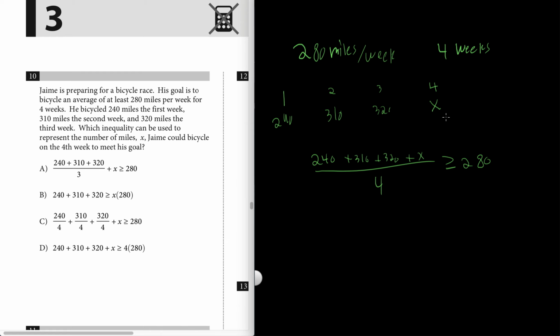Okay, so this one's a bit tricky actually, because none of them matches exactly what we have, but D matches what we have if we multiply both sides by 4. So they tried to trick you with that a little bit, but it's exactly the same thing. We're going to multiply both sides by 4, and we're left with D. So the answer is D.